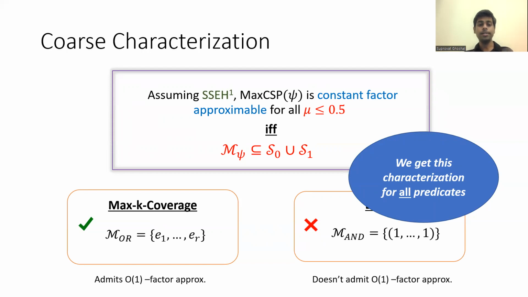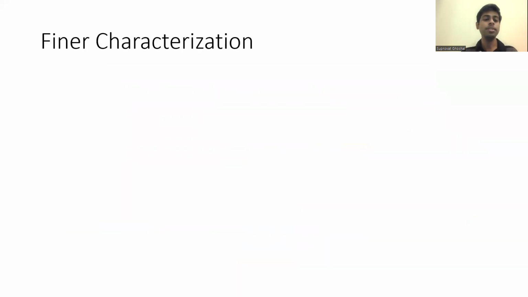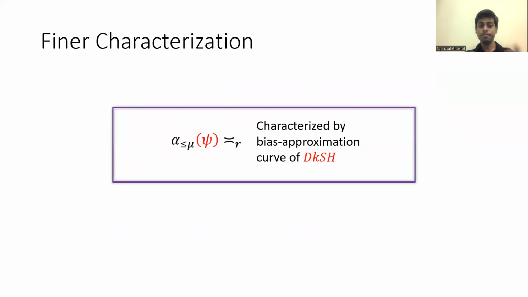Now, next comes the final characterization result, which is the following. Here, informally, we show the following: take the bias approximation curve, which is denoted by this quantity alpha mu of psi. This can be related to the bias approximation curve of the Densest-k-SubHypergraph problem.